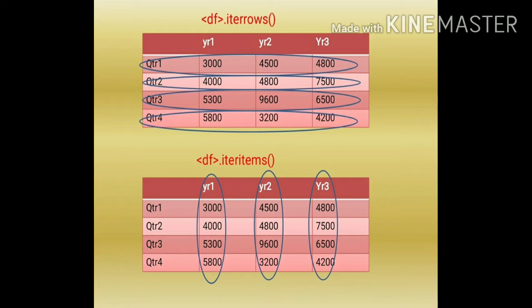And whenever we use the iteritems method, in this particular method, content of full columns will be displayed, means yr1 for qtr1, yr1 for qtr2, yr1 for qtr3, yr1 for qtr4. So actually it is giving column wise, that's why it is iteritems. Similarly, it will go for the second column and third column. So this is the basic difference. One gives horizontal wise and one gives vertical wise.